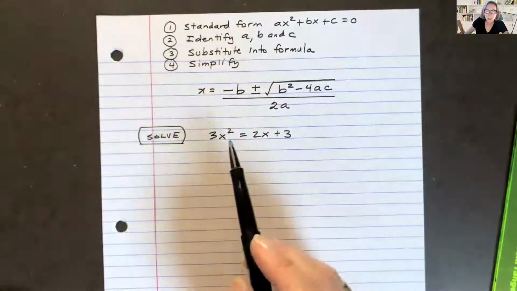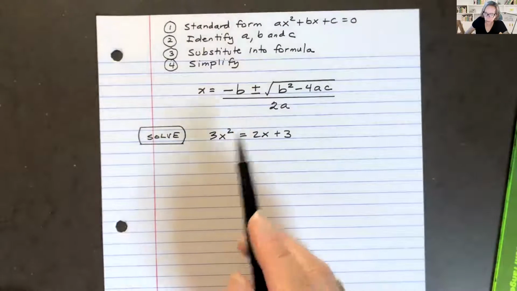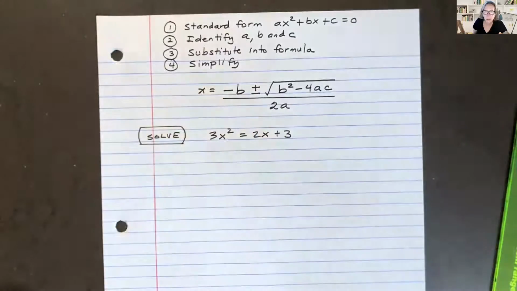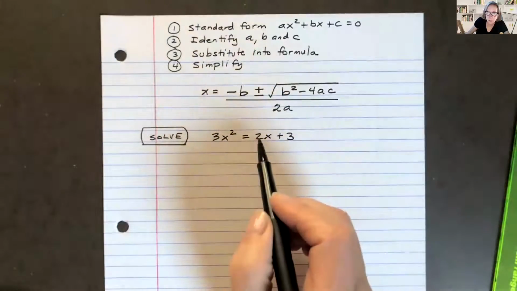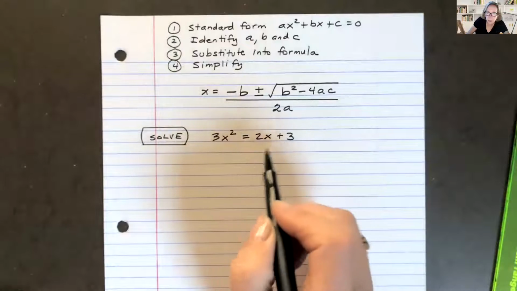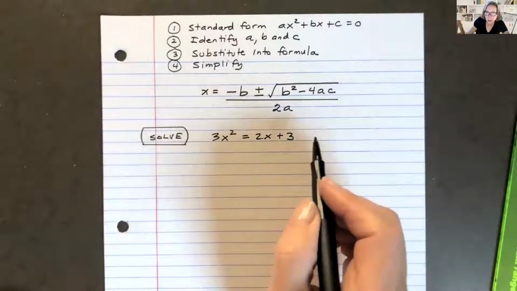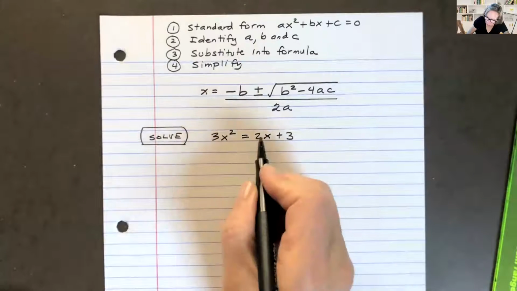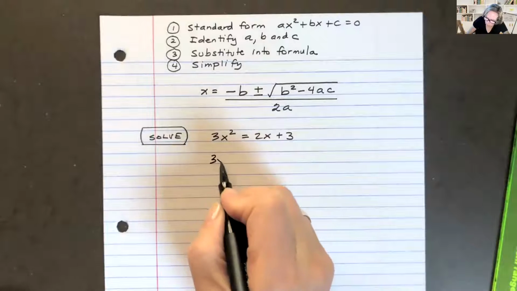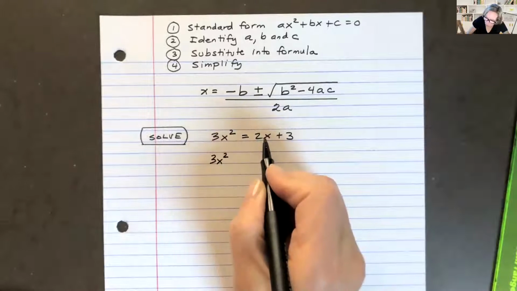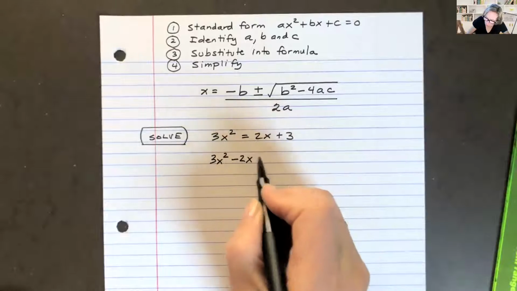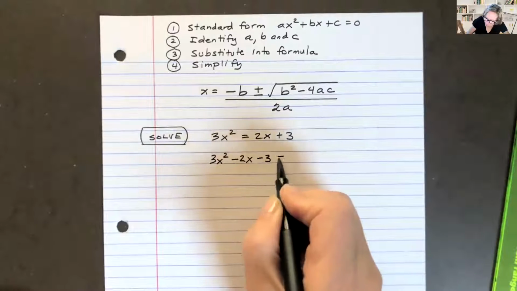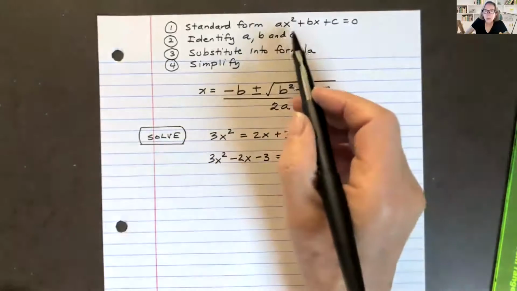So the first thing you want to do, we're going to solve this equation. It is a quadratic equation. It has an x squared term. We want to get it into standard form. So I need to subtract 2x from both sides and 3 from both sides and get it set equal to 0. So on the left, I have a 3x squared, and I'm going to minus 2x from both sides, minus 3 from both sides, and leave a 0 on the right. So now we're in standard form.